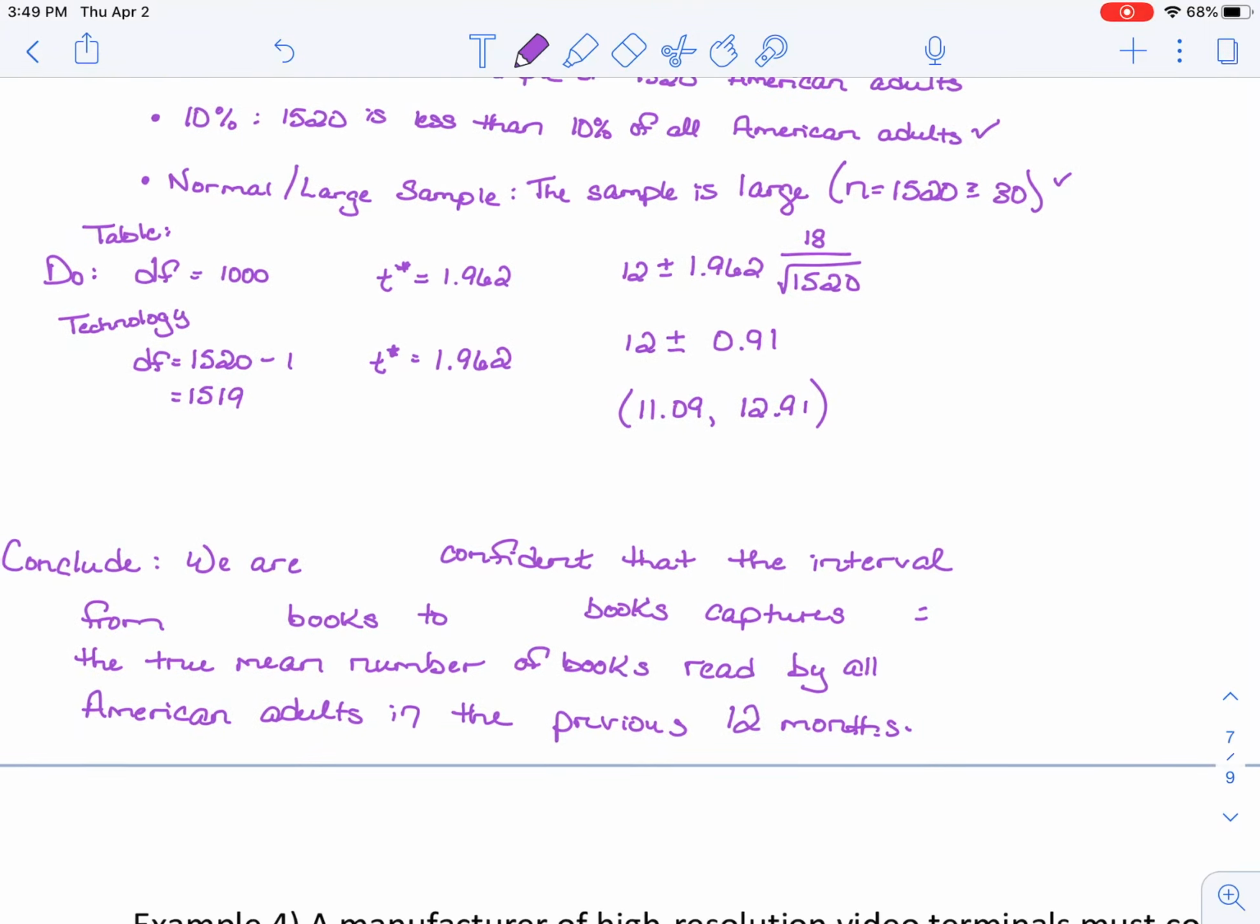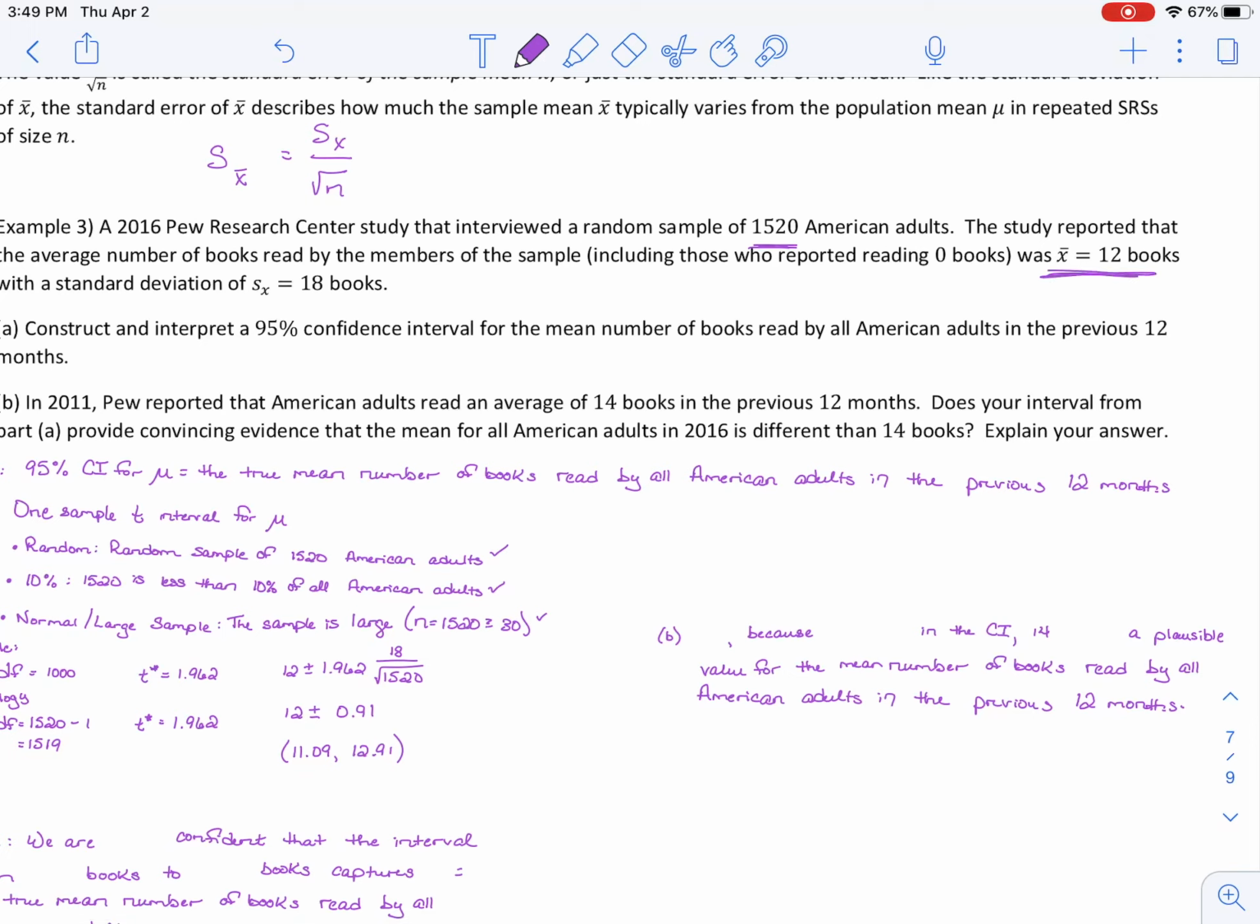The sample, we weren't given the data, so we couldn't look at the distribution of the data, but it's definitely skewed, because if you look at the information we are given, the center of the distribution, or the balance point of the distribution, was 12. The standard deviation is 18.